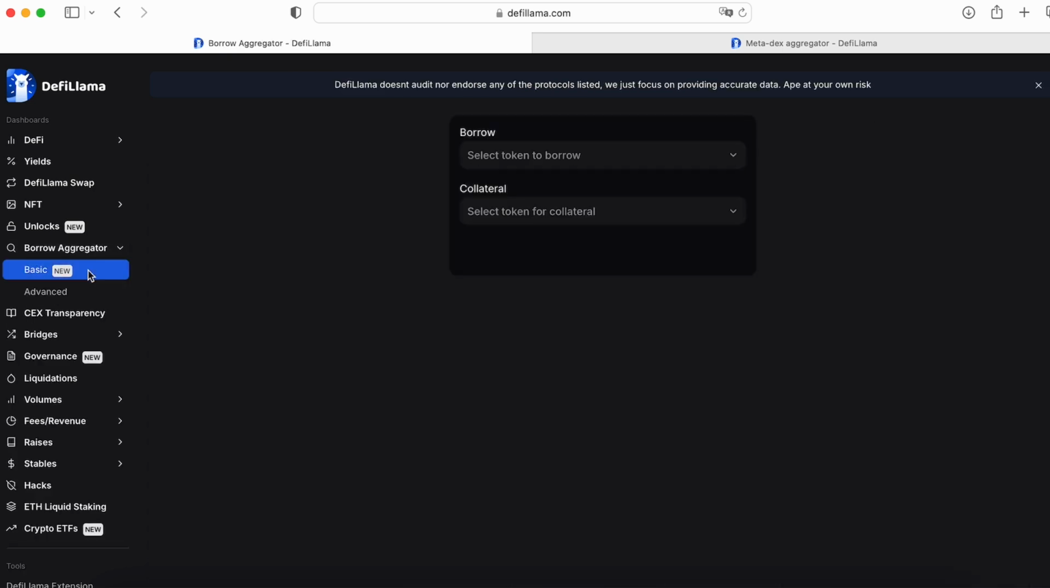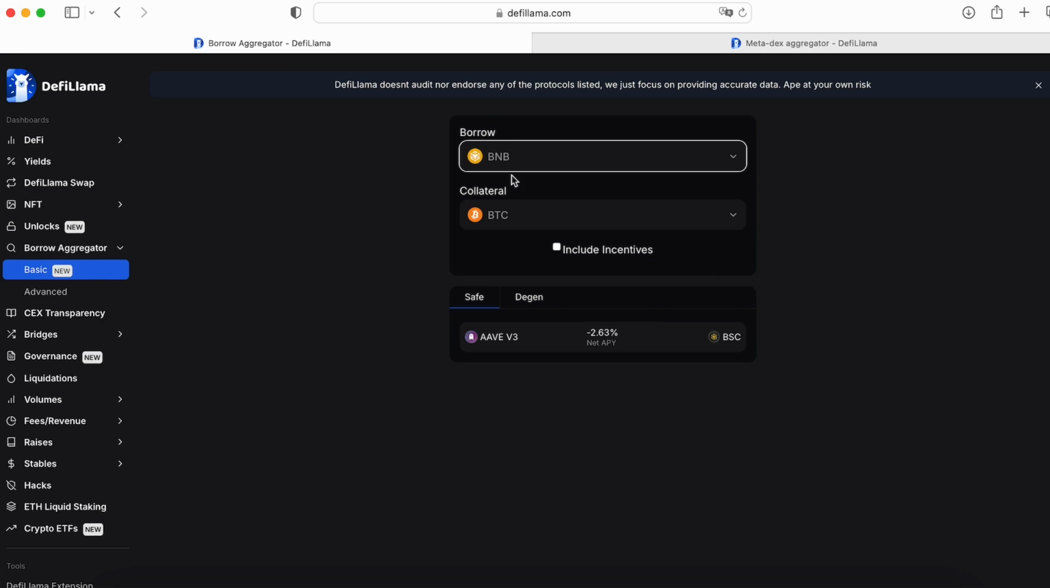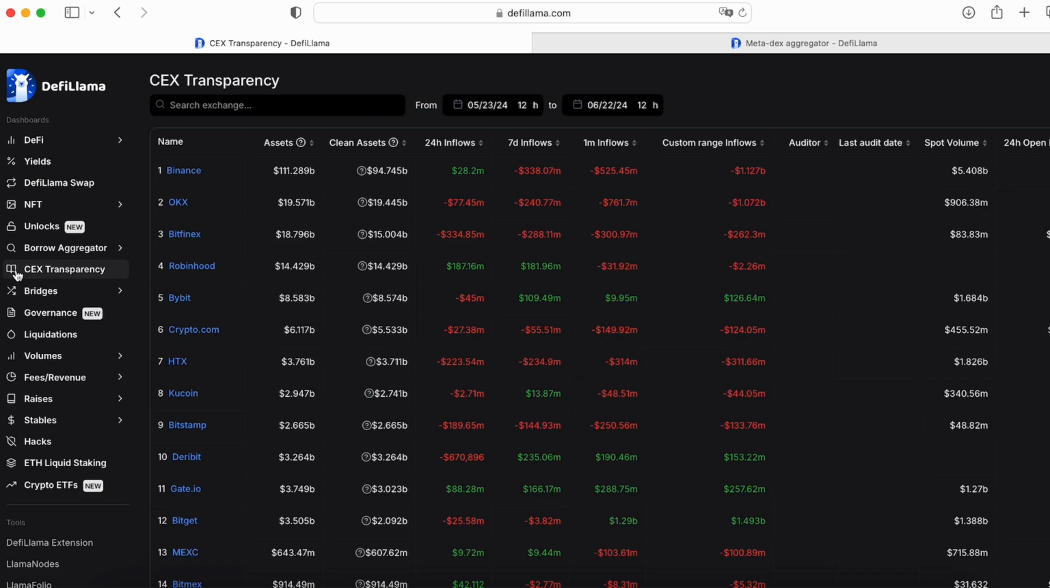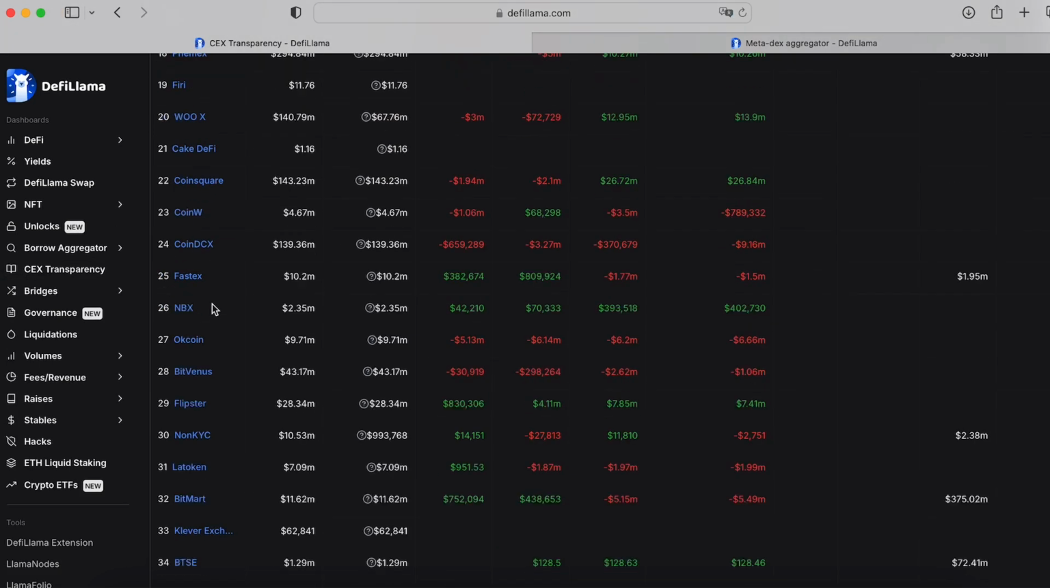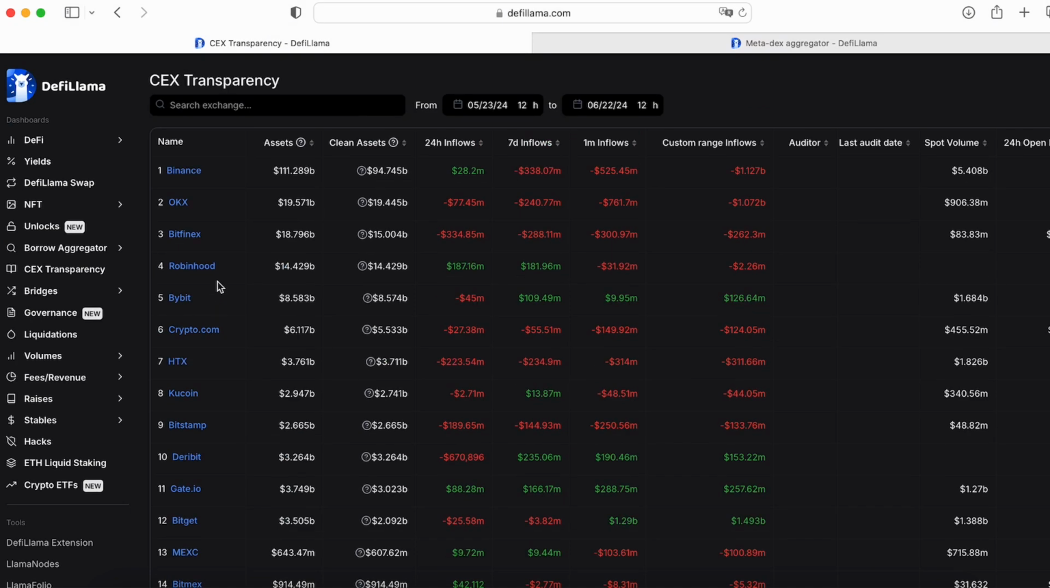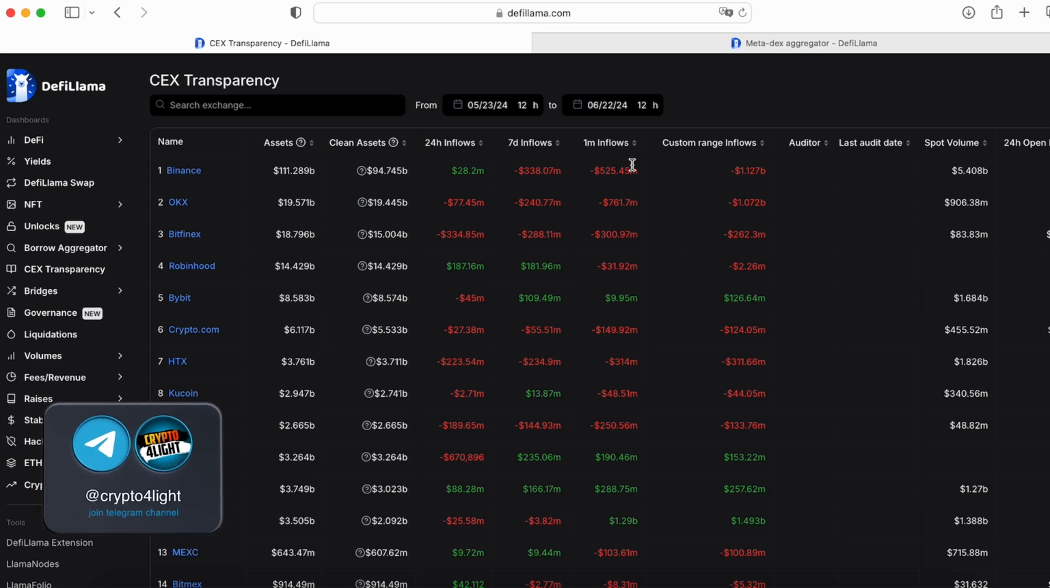Borrow aggregator, so I can borrow BNB and use Bitcoin as collateral on Aave. Centralized exchanges transparency. So basically you can track all main crypto centralized exchanges, and track the assets, proof of reserve, right? This is the clean assets, 24-hour inflow or outflow. So we can see, for example, from Binance in 1 month, we saw like $500 million outflow. In 1 month, we saw like 9 million inflow.